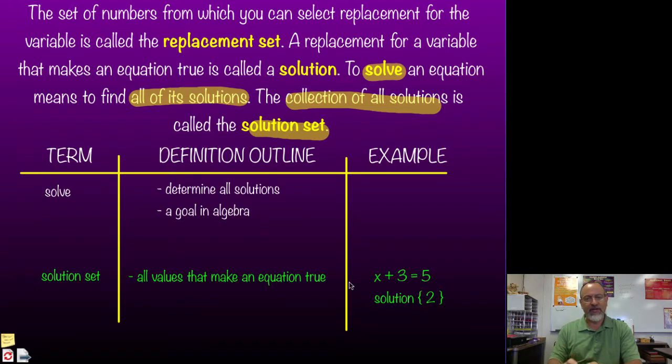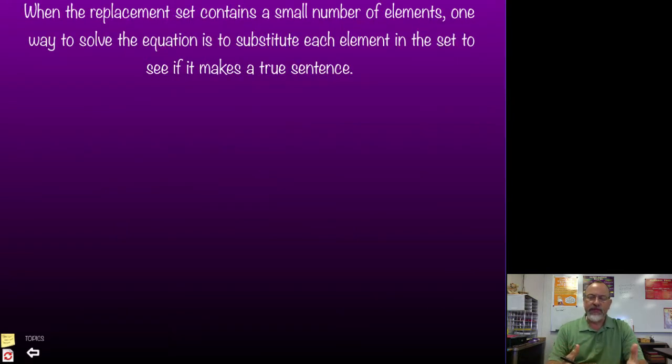Okay, so a lot of technical words there, but again, those would be the vocabulary that I'll be using, so you need to understand what those mean so you can follow along when we're solving these equations. We talked about a goal in algebra being able to determine the solutions to a particular equation. Now, when the replacement set, the numbers that we're going to substitute in, is just a few numbers, one way that we can solve the equation is to substitute each one of those replacement set numbers into the expression and see which one, if any, make it true. Again, this is only really applicable when we have really small replacement sets.